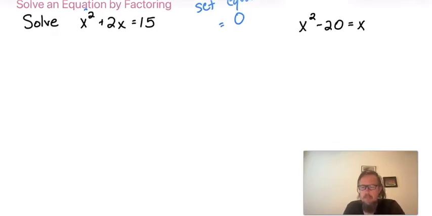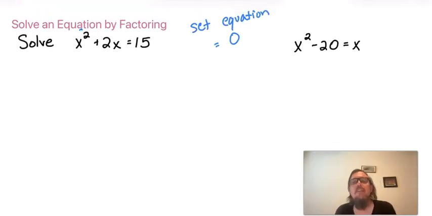The reason we want to do that is because after we factor, we're going to have some things multiplied together, and we want those things multiplied together to equal zero, because anything multiplied together equaling zero tells us that one of the things we multiplied is zero. That's how we actually solve the factors.